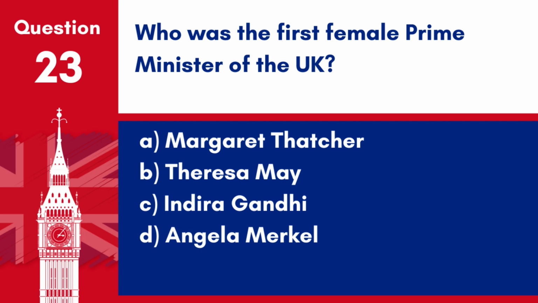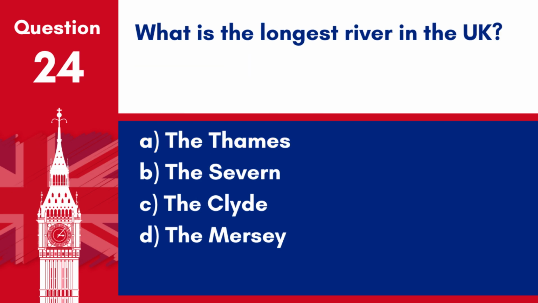Question 23. Who was the first female Prime Minister of the UK? A. Margaret Thatcher. B. Theresa May. C. Indira Gandhi. D. Angela Merkel. Answer A. Margaret Thatcher. Margaret Thatcher was the first woman to serve as Prime Minister of the UK from 1979 to 1990.